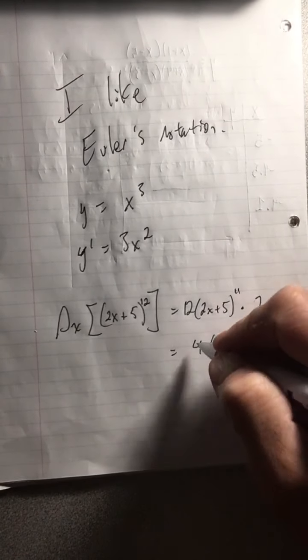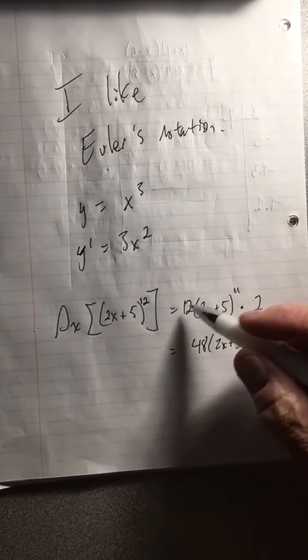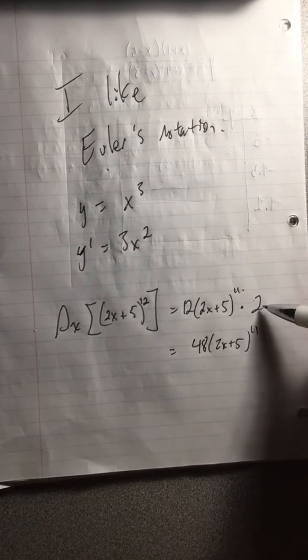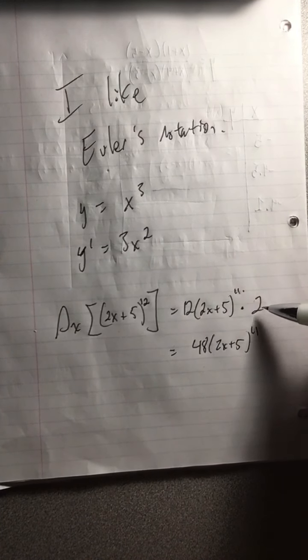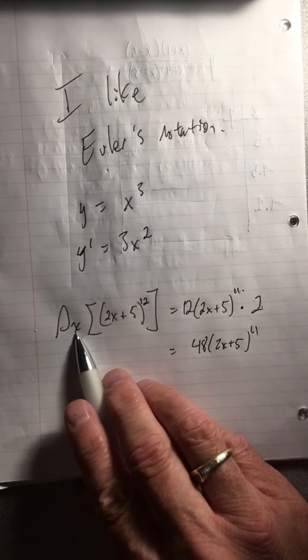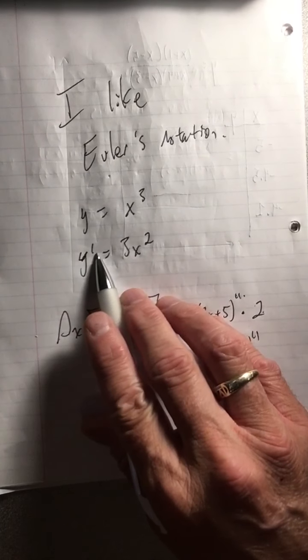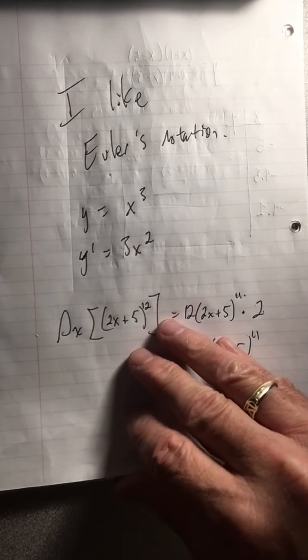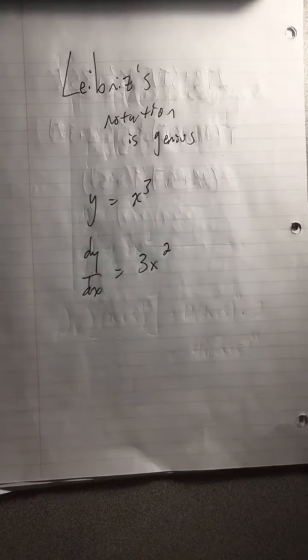Let's say 2 times 12 is going to be 48. So you bring the 12 out front, you subtract 1, and then don't forget to multiply by the derivative of the inside by chain rule. And so I get the derivative. So I like this notation. I use it a lot, as you've been noticing. I like this, but there is a reason why Leibniz notation is genius.